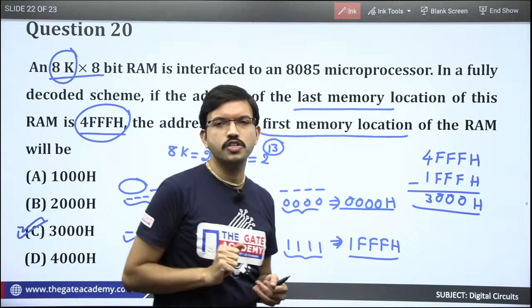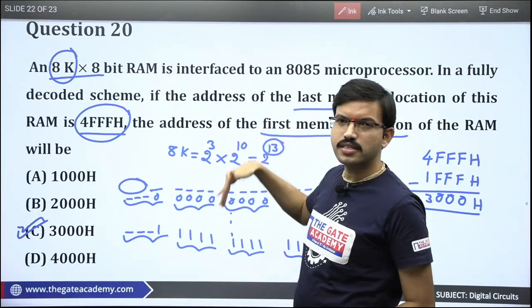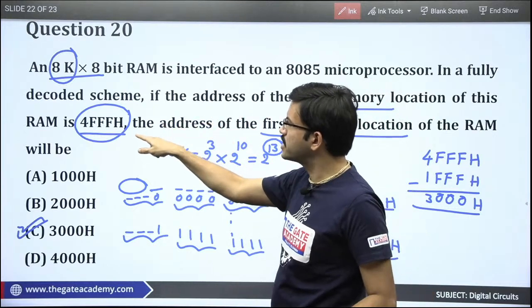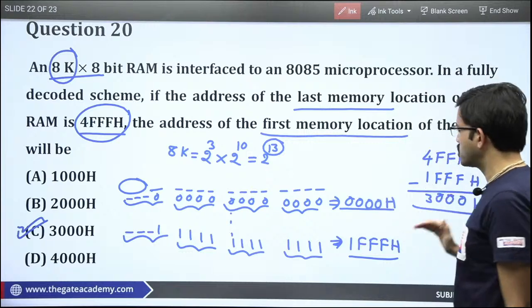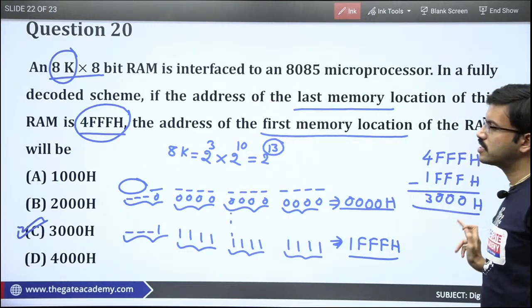Previously we have discussed one question. There they have given the starting address and asked for the ending address. That's why we have done addition. But in this question they have given the ending address and they are asking for the starting one. So you have to subtract this last address from this one, so that you will get 3000H.